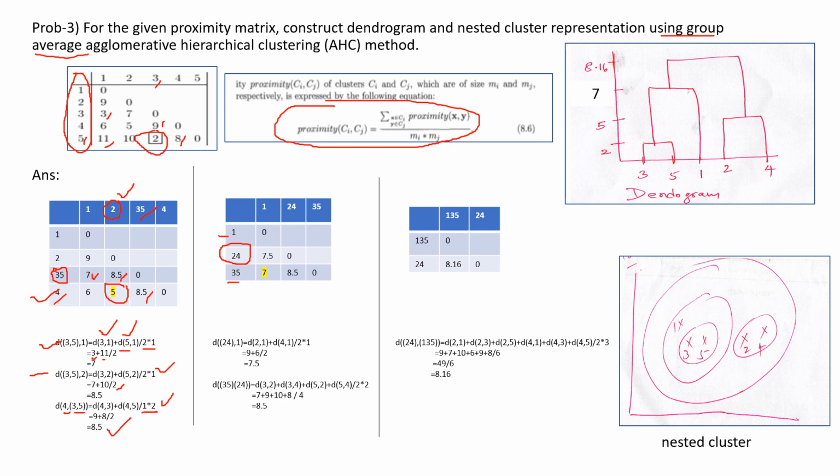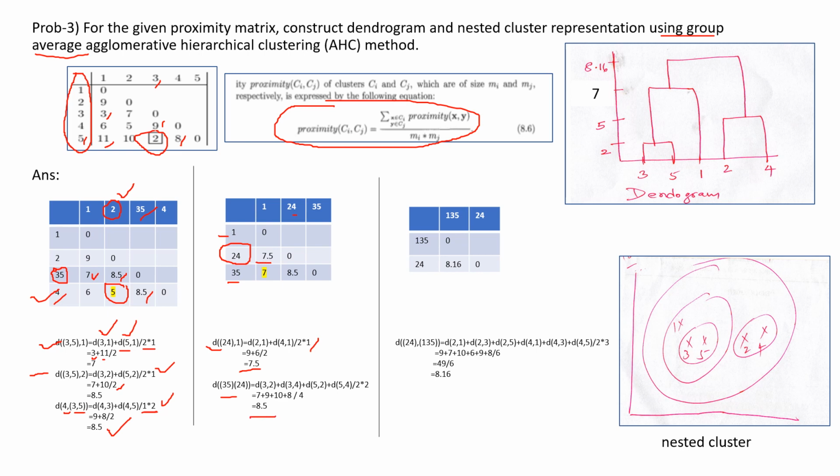So how do you calculate distance from 2, 4 to 1? Same as before. Here is given. Distance from 2 to 1 plus 4 to 1 divided by the number of points. You will get 7.5. Next, distance from 3, 5 to 2, 4. How will you calculate? Distance from 3 to 2 plus 3 to 4 plus 5 to 2 plus 5 to 4. Okay, you will get 8.5.